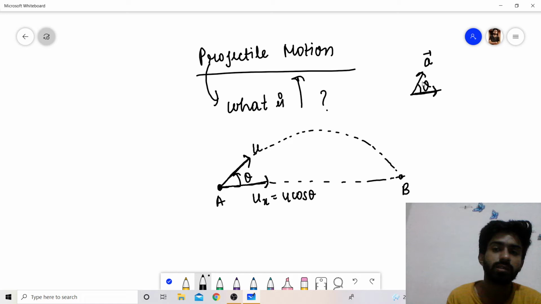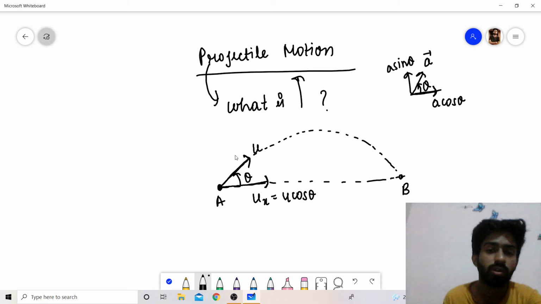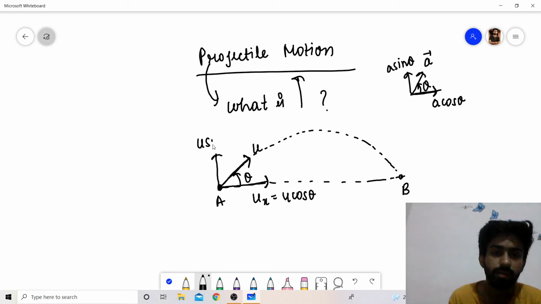One is a cos theta and the other is a sin theta. The component with theta is a cos theta, and the component not with theta is a sin theta. Similarly, as velocity is a vector quantity, we can break it into two components, that is u cos theta and u sin theta. The u cos theta moves this ball horizontally, and this u sin theta helps this ball to move upward, right?